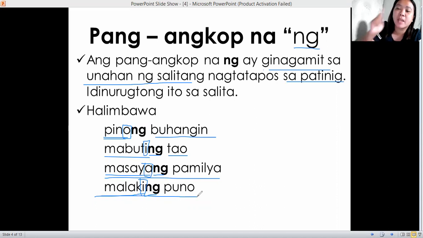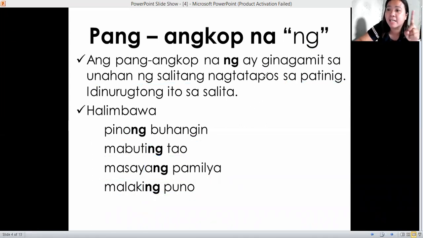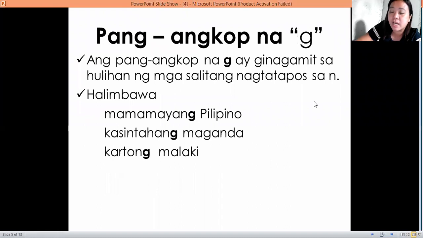Alright, remember, you are going to add NG if the first word ends with a vowel. So let's read the examples together. 1, 2, ready, go. Pinong buhangin, mabuting tao, masayang pamilya, malaking puno. Okay? Now, we have two already, na and ng, or nang. Now, let's proceed to our last pang-angkop, and that is G.